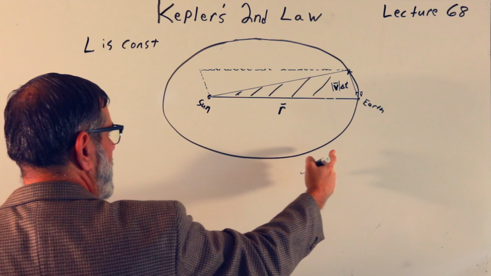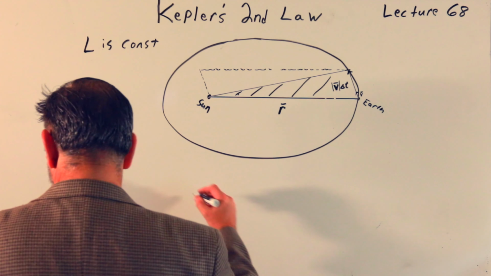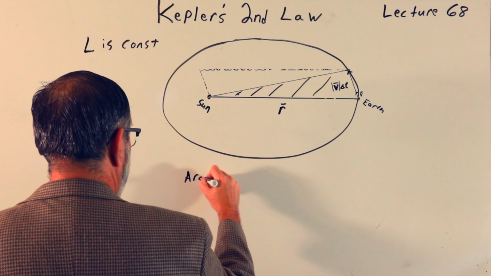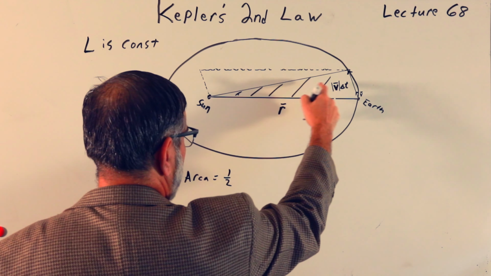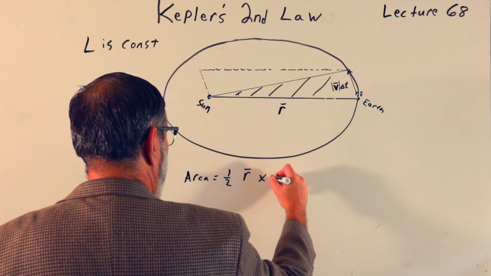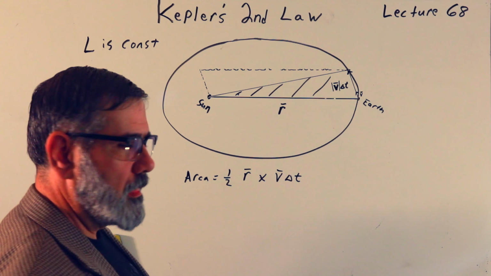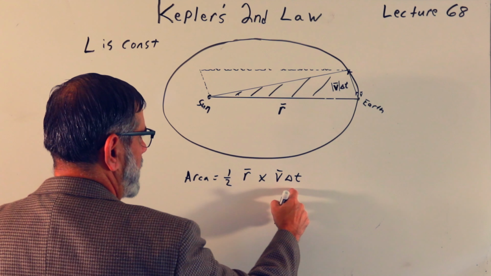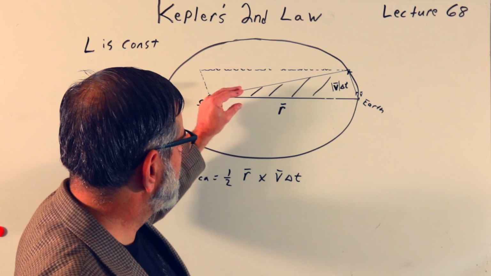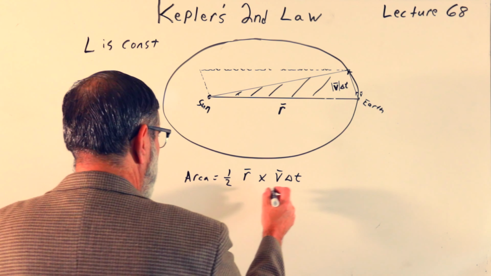So in the time delta t, the planet moves v delta t, the velocity times the time interval. So we're looking at the area of this parallelogram. The area is equal to 1/2, because it's only half this parallelogram, 1/2 r cross v delta t. So r cross v delta t is the area of this parallelogram. Half of that is the area swept out in this time period delta t by the planet.